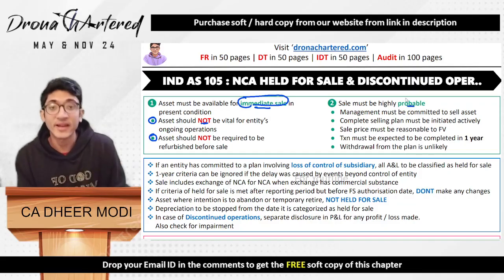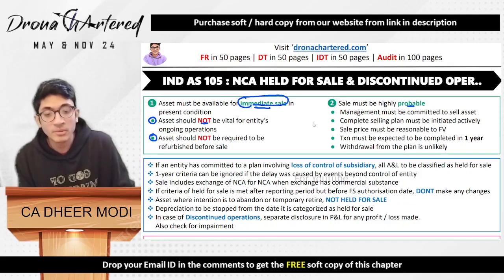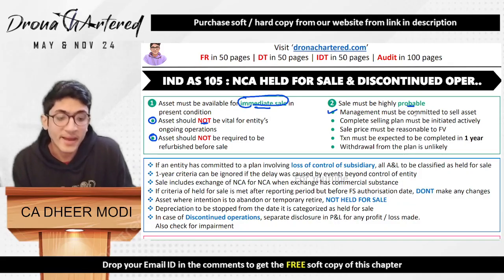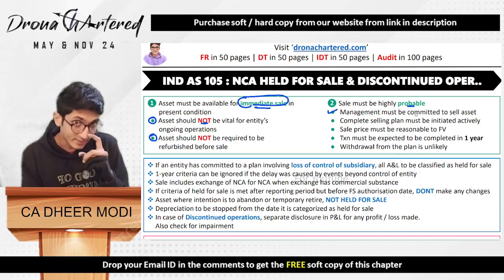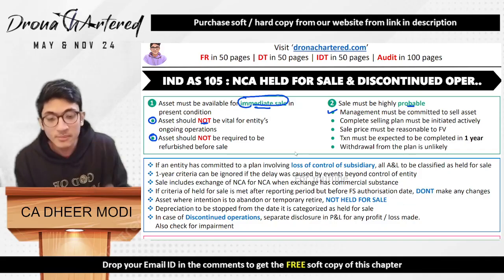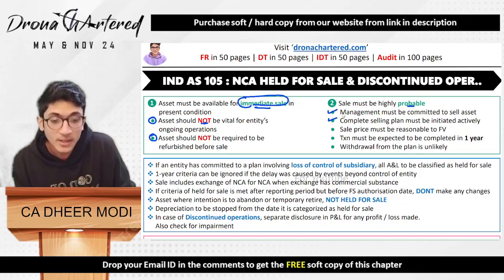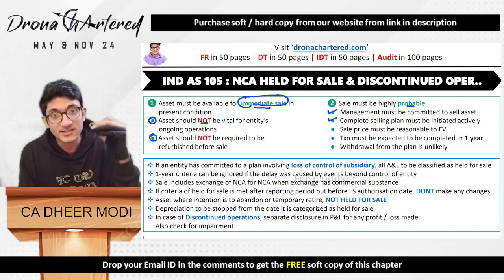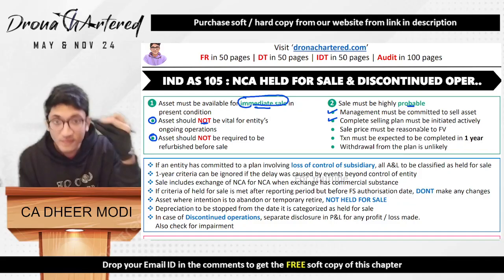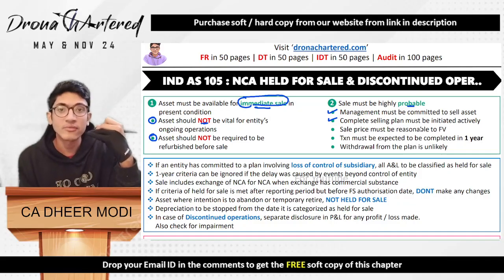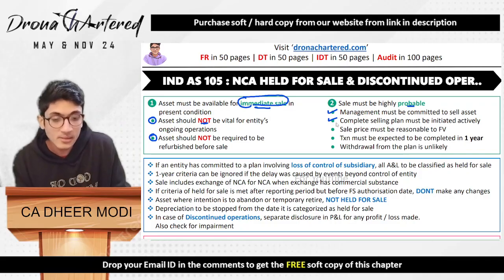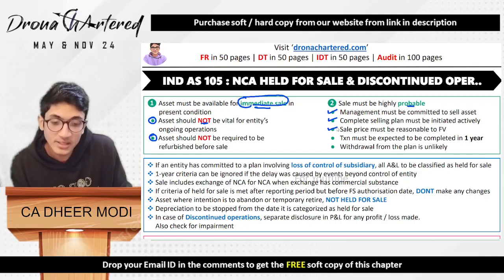So how do I decide whether the sale is highly probable or not? It is based on certain factors. The first factor is management must be committed to sell the asset. That means first is your intent. The intent must be clear that it is to sell. Second, a complete selling plan must be initiated actively. Just deciding that I want to sell is not enough. You'll also have to find buyers for the asset. You'll have to find brokers for it. So a complete selling plan must be in place and it should be initiated.